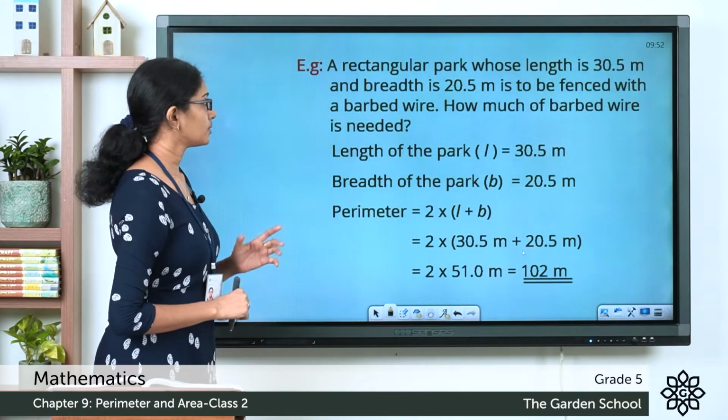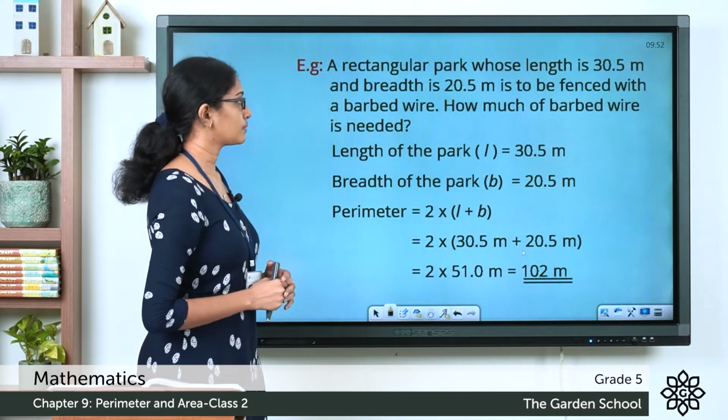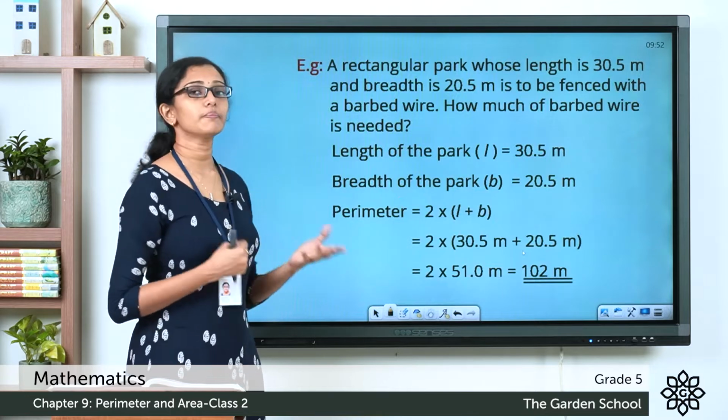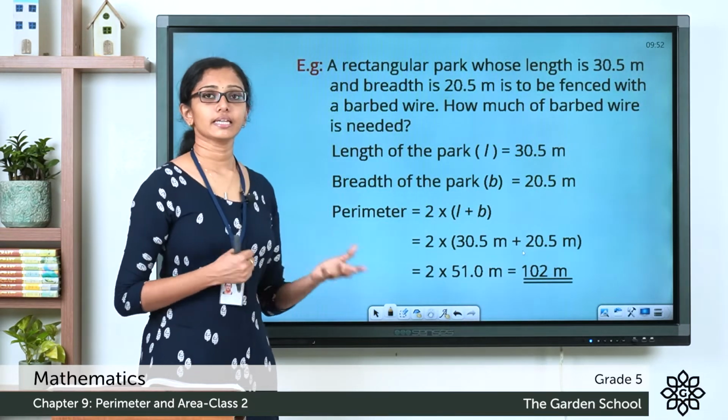A rectangular park whose length is 30.5 meter and breadth is 20.5 meter is to be fenced with a barbed wire. How much of barbed wire is needed?